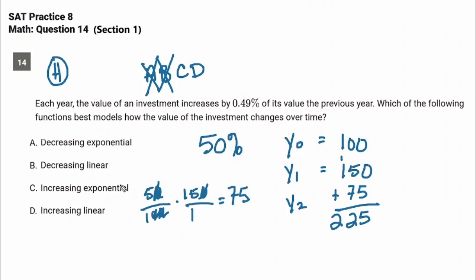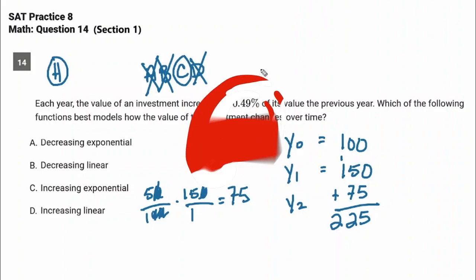Is this an exponential increase or is it linear? Linear means it goes up exactly the same way each time. Is that what's happening here? It's not. So the answer is C. You get this right real quick and move on.